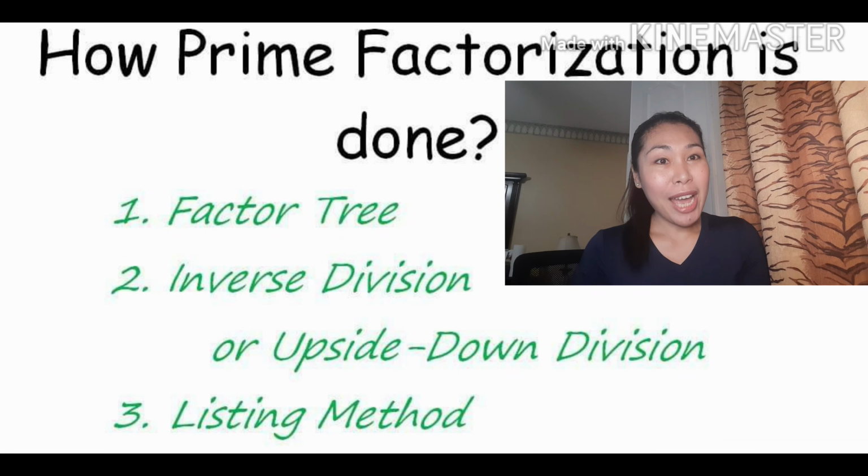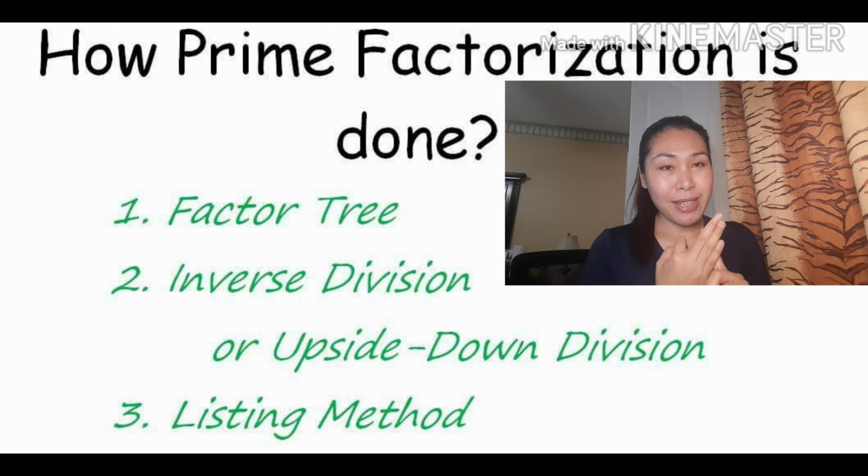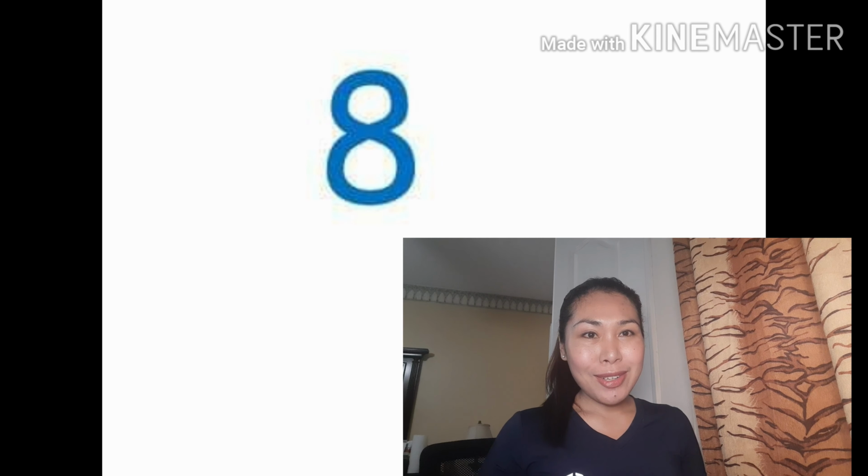So how is prime factorization done? Well, I was able to come across three ways. One is the factor tree, the other one is inverse division, and the third one is listing. Today we are going to put it as a goal to master the factor tree as we are going to engage in prime factorization. So let us start with a single digit.